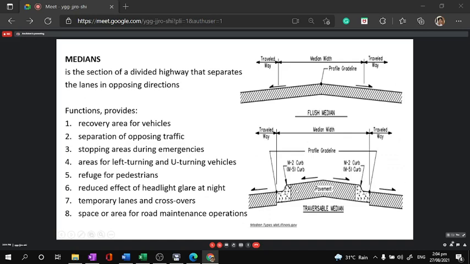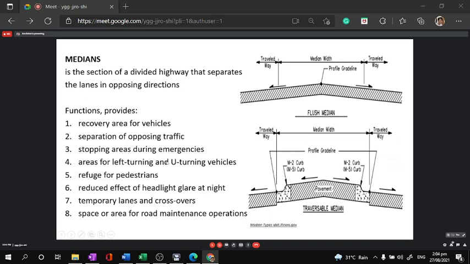Now, traversable median, it would mean it is built as an island. So you have an elevated section from the travel lane and that one has a curb and gutter to drain the water. And then this area becomes your refuge island. Maybe you put planter boxes, trees, or utilities. And then maybe this is an area for pedestrians to stay on as they cross the street. So that's usually used for that.